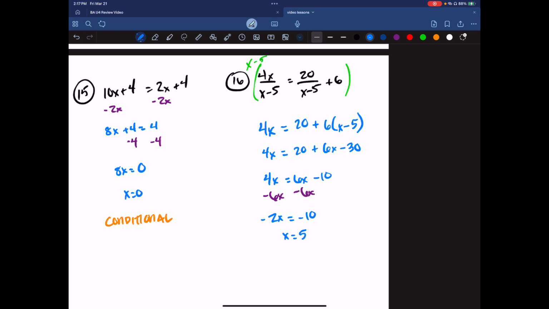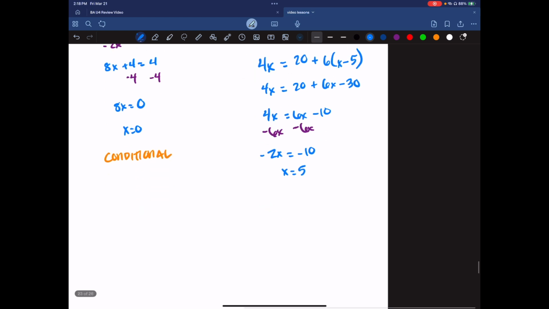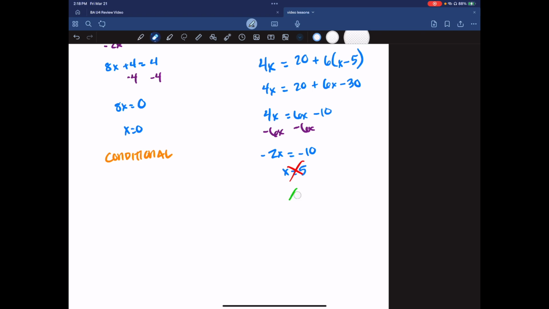However, if you try to plug 5 back in, you'll notice something. You have x minus 5 in the bottom of each of those fractions on both sides of the equal sign. So when you plug in 5, you get 0 in the bottom, which means you're dividing by 0, and you can't divide by 0, right? When you divide by 0, it makes the whole thing undefined. So this, unfortunately, doesn't work. And so this is what we call no solution, which you can write as 0 with a line through it. Right? It just doesn't work.